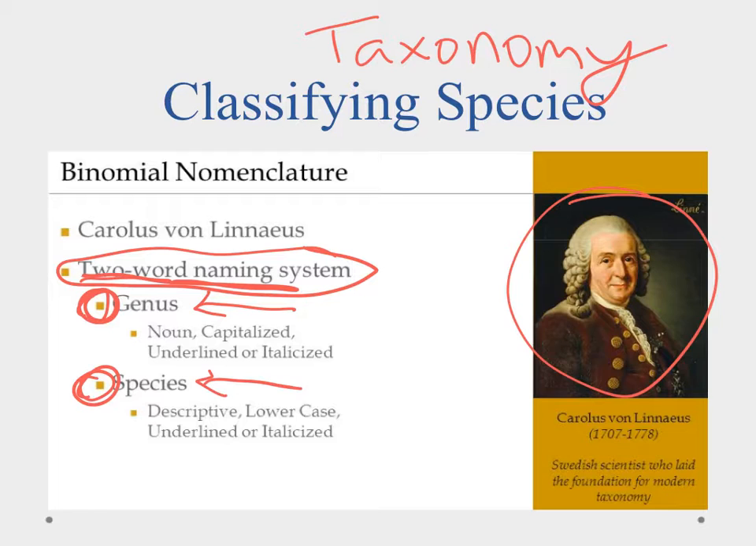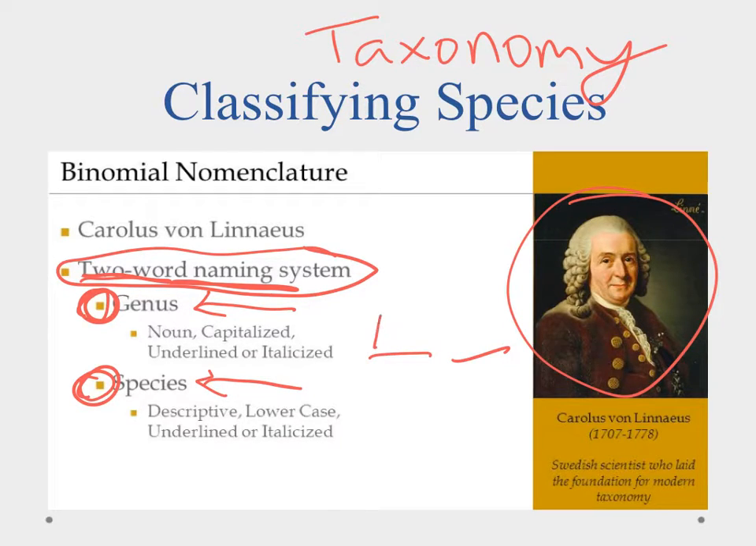So the genus is generally a noun. It's going to be capitalized, and then it's either going to be underlined or italicized, depending on whether it's written or typed. And then the species name is going to be somewhat more descriptive, and it's going to be in lowercase. Okay, so when we look at our scientific names, what we notice is we have two names.